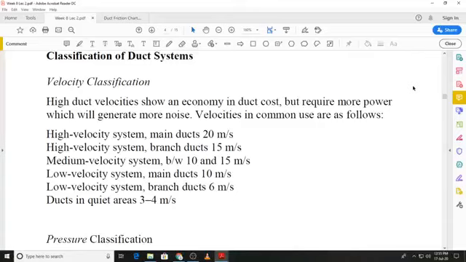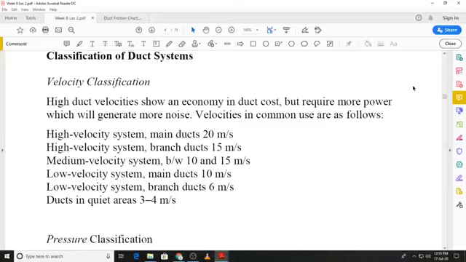That's in the main duct we will have higher velocities in general, and in the branches we have lower velocities. So for a high velocity system, the main duct velocity could be typically around 20 meters per second, whereas the branch velocities are around 15 meters per second. Similarly, for medium velocity systems, the velocity ranges between 10 and 15 meters per second. Low velocity systems, we have even lower velocities.